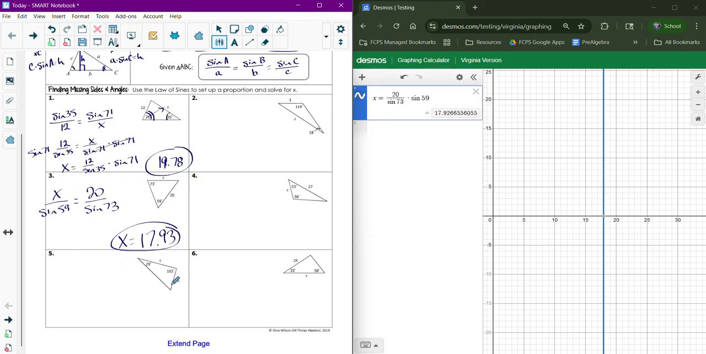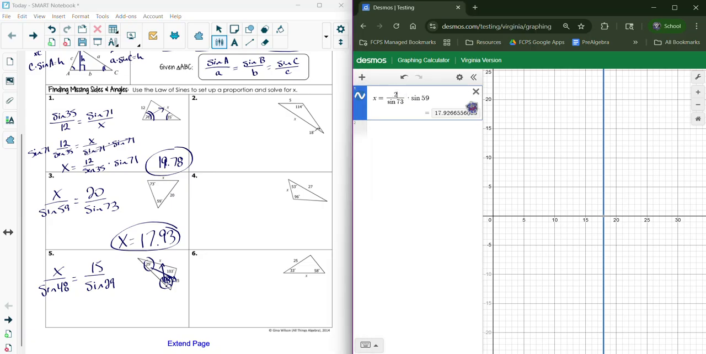On this one, I'm going to need to solve for this angle. I don't have the angle that's across from the x, so I need to figure out what is that angle. I know that they have to add up to 180, so that's 132 so far. So the remaining degrees has to be 48 degrees. So x over sine of 48 equals 15 over sine of 29. Alright, so 15 over sine of 29 gets multiplied by sine of 48. So that's 22.99.